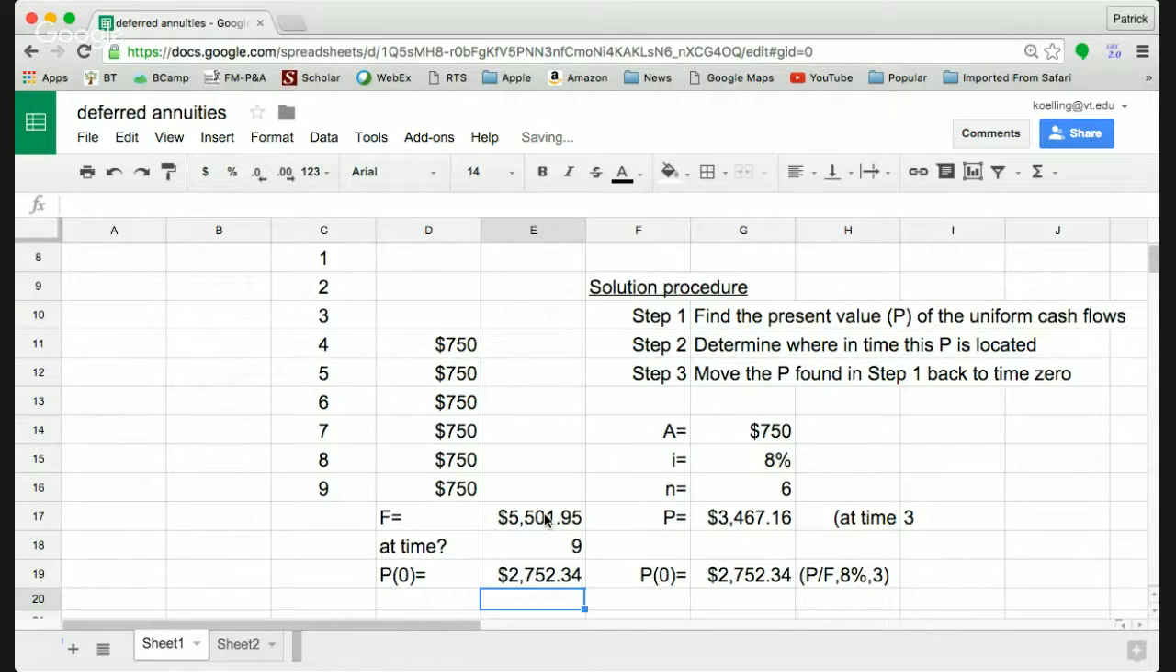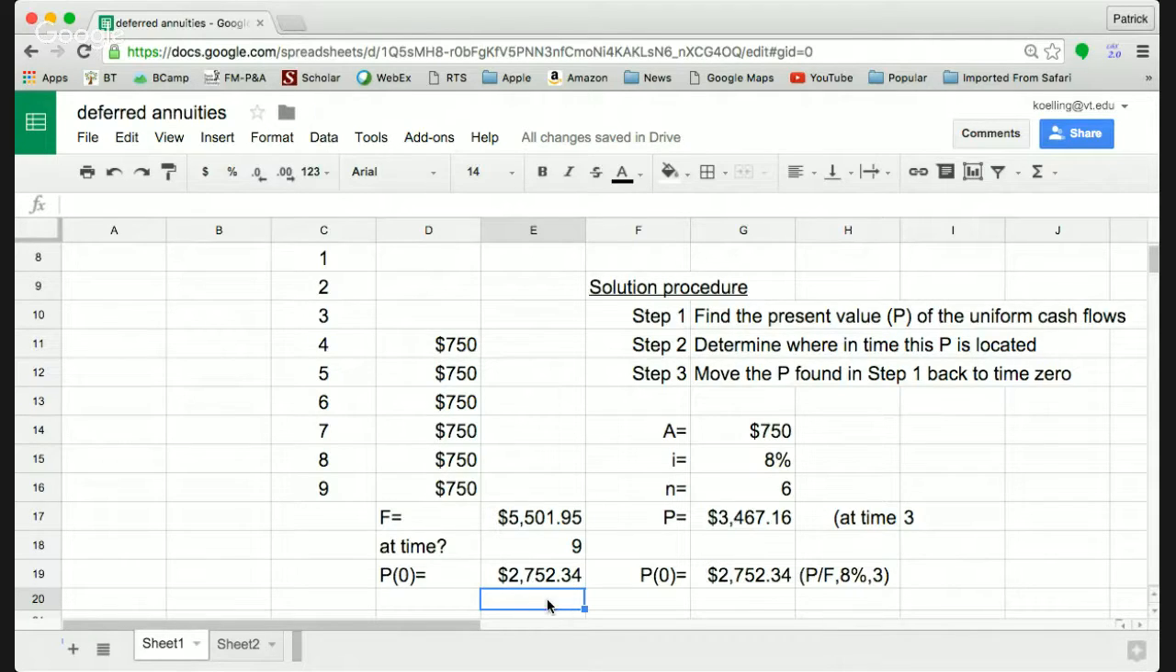Son of a gun, exactly the same answer, 2752.34. So it really didn't matter whether we took that uniform series to the present or took the uniform series to the future. The concept is the same. We gather all those up, find an economically equivalent amount somewhere, and then we take that one single economically equivalent amount and we move it back to time 0.